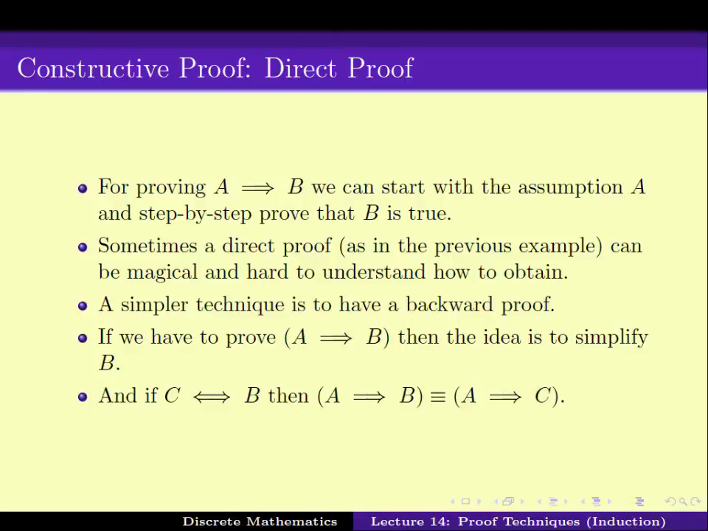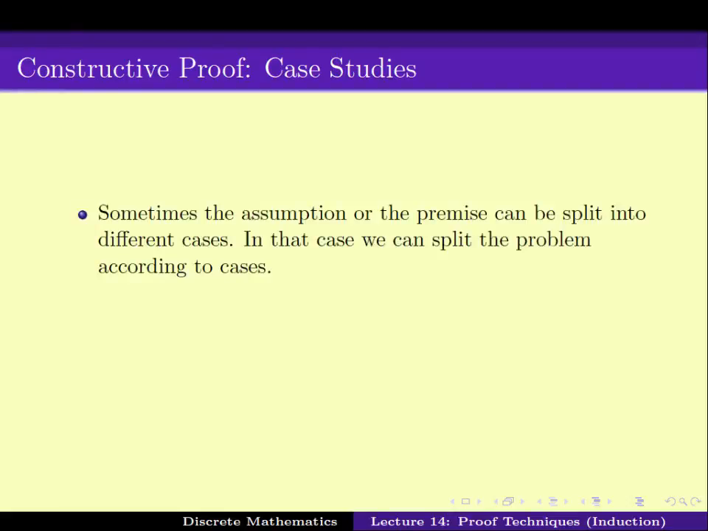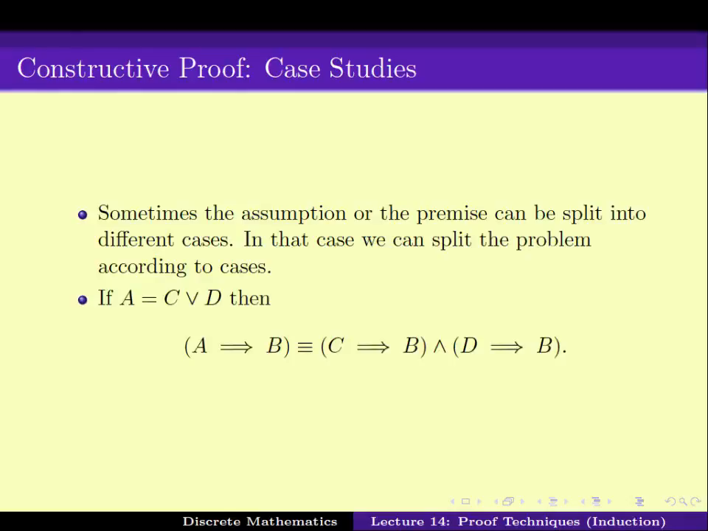There is one more technique which is also a part of the constructive proof, which we call case studies. The idea is that if you can split up the assumptions into a finite number of cases, then you can solve them on a case by case basis. So if you can write A as C or D, then proving A implies B is the same as proving C implies B and D implies B. So that gets split into two smaller problems depending on the cases. Again, how to break up the assumptions into cases of course depends upon the problem itself. We have seen quite a number of examples in this regard.